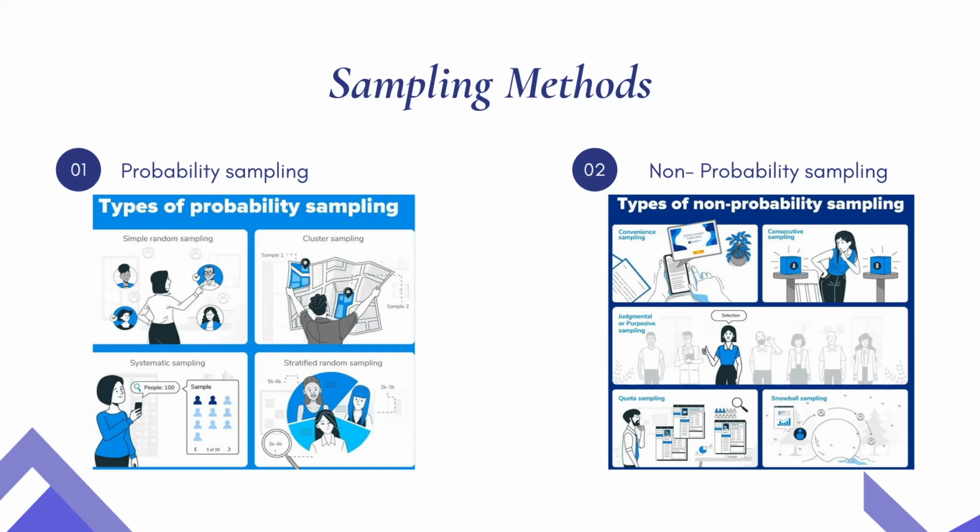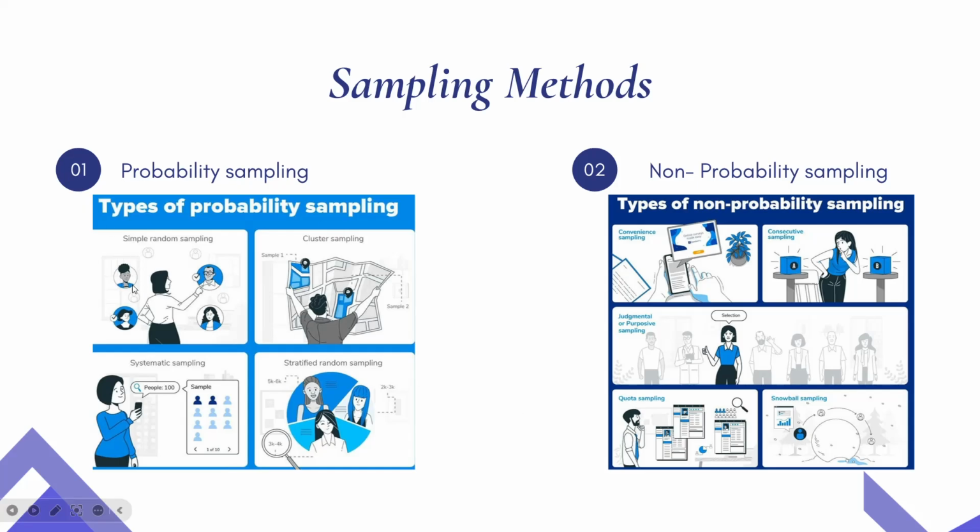Next we are going to see about the sampling methods. There are two sampling methods, probability sampling and non-probability sampling. So we are going to see about probability sampling. Probability sampling is a sampling technique where a researcher selects a few criteria and chooses members of a population randomly. There are four types of probability sampling.